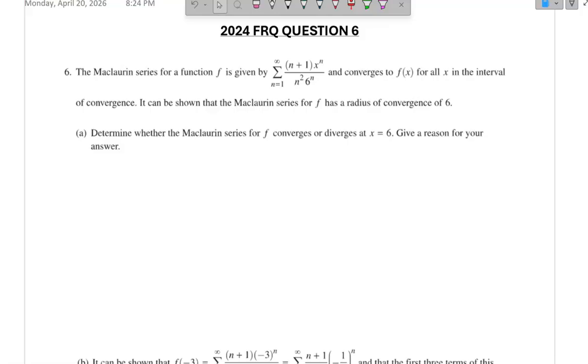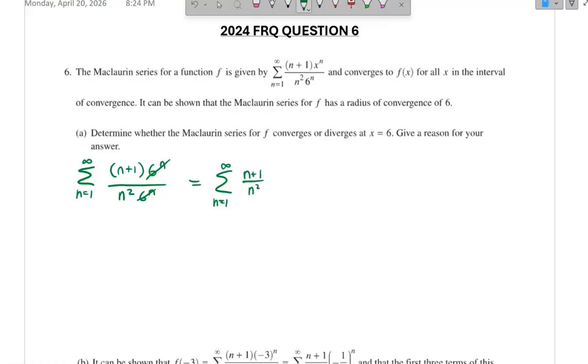So the first question here is telling me to determine whether the Maclaurin series for f converges or diverges at x equals 6. So when looking at our series right away, I'm going to take that same series and plug 6 in so that we can see what ends up canceling or being simplified in this situation. And so when I plug 6 in for x, what we can see is that the geometric terms are going to cancel out, leaving me with just this series right here. So it would be n plus 1 over n squared.